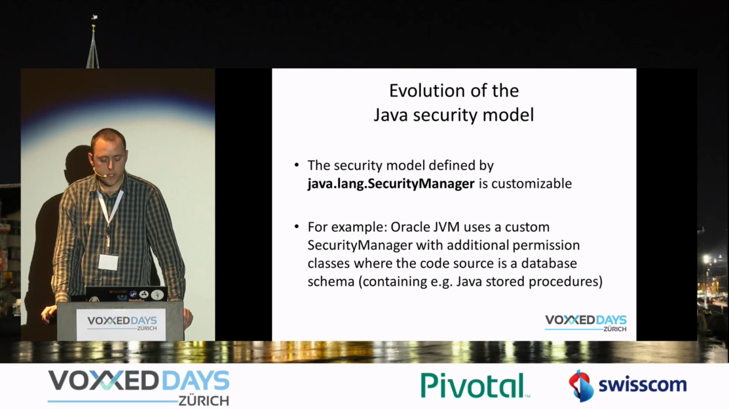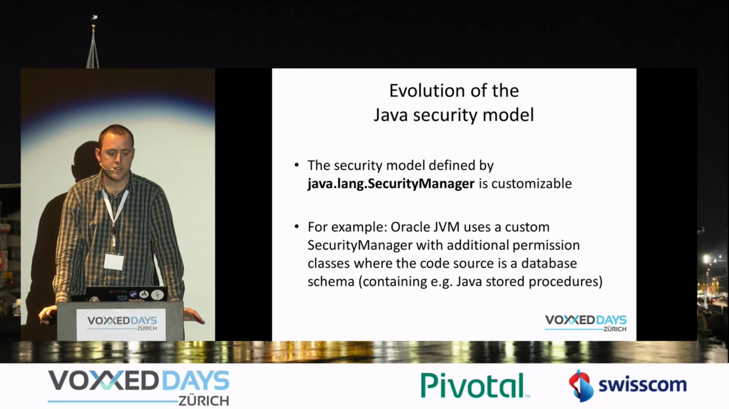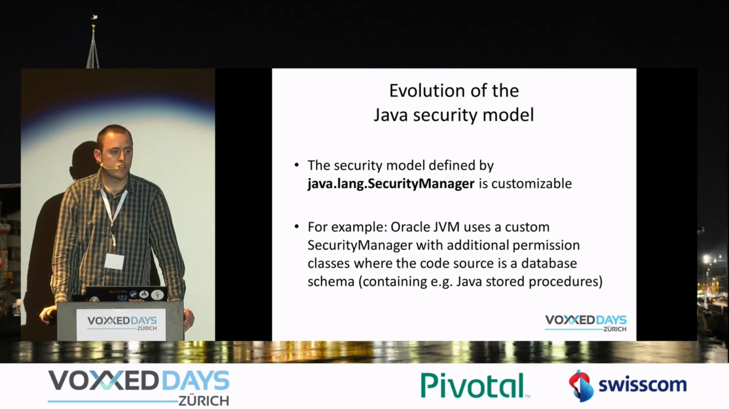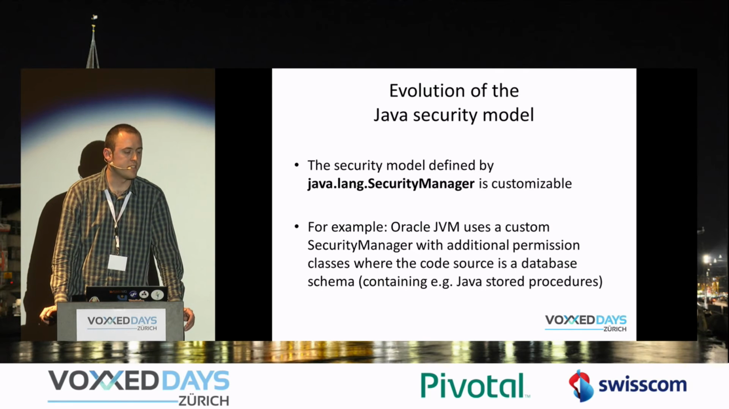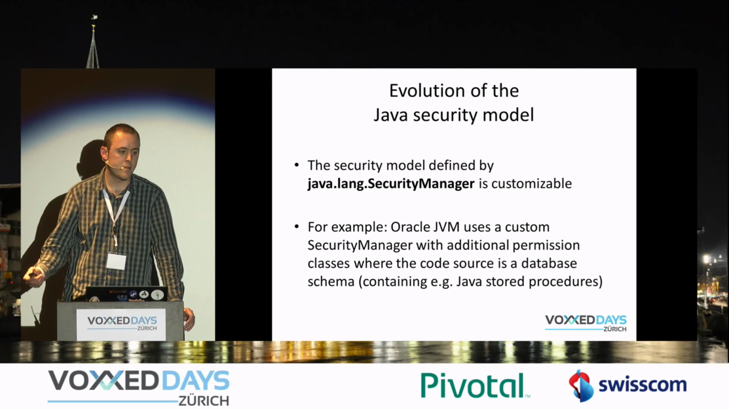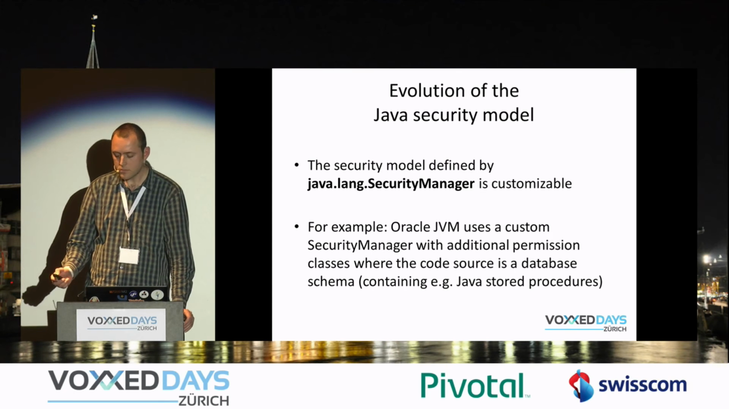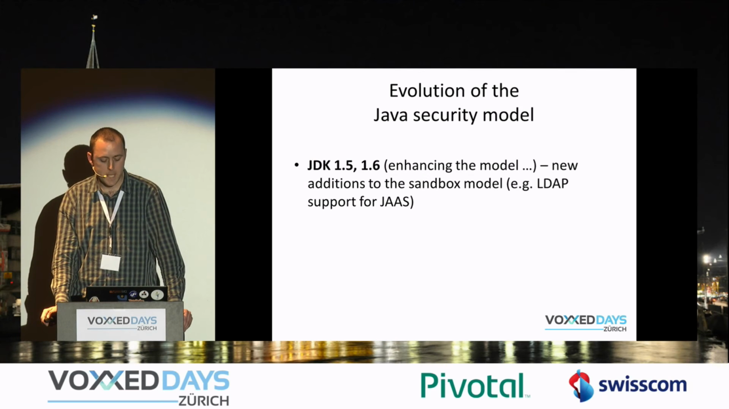And also the security manager API is customizable. So the Java application servers use one type of security manager. And for example, if you want to execute Java stored procedures inside an Oracle database, it implements a security manager that checks for permissions defined not in a Java security policy file, but in a relational database. There is a particular database table that specifies what permissions our Java stored procedures have. So as you can see in this particular example, the security manager is a custom implementation.